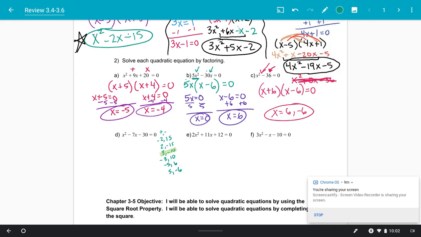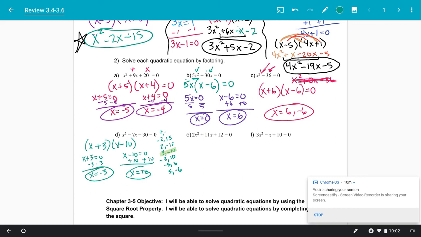So we would go x plus 3, x minus 10, set those equal to 0. Minus 3, x equals negative 3. Here we would go plus 10, x equals 10. So those would be our two solutions.